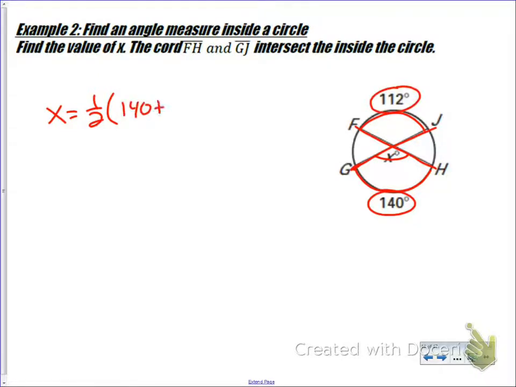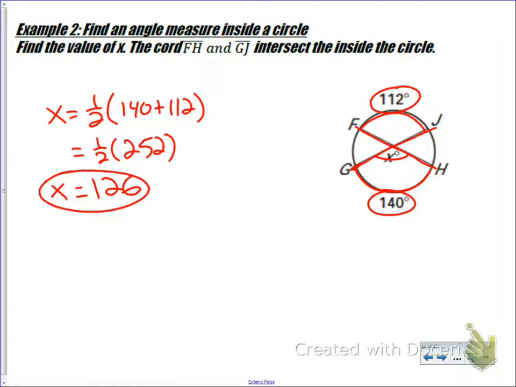So 140 plus 112 is going to be 252. And then half of 252 is going to be 126. There we go. So it's basically the average of the intercepted arcs: arc 1 plus arc 2 divided by 2.